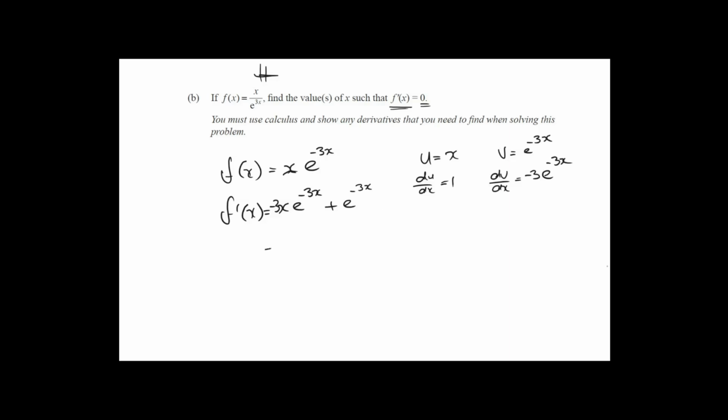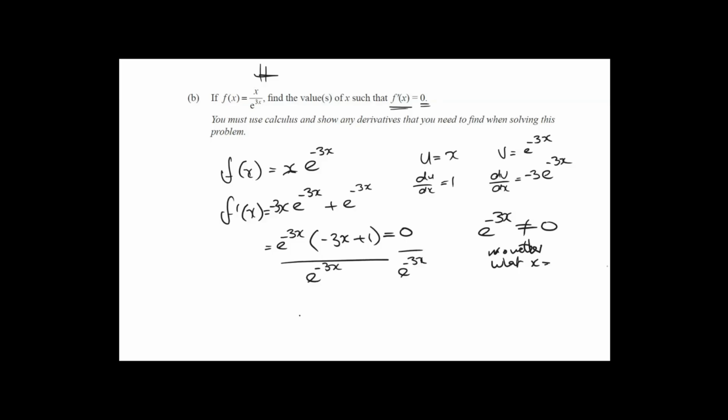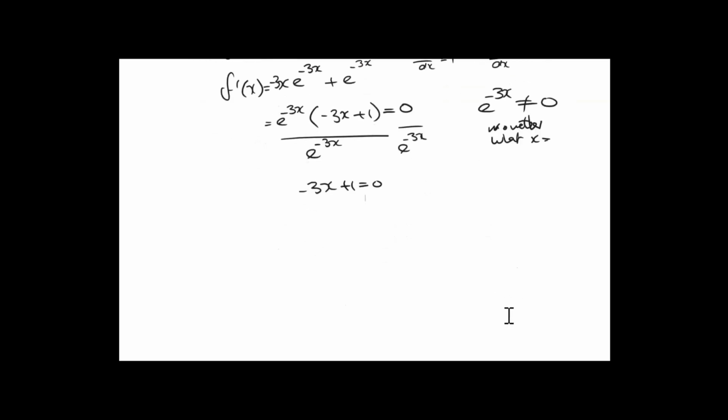And there's a common term there, so let's take that out. e to the negative 3x times negative 3x plus 1, and we want to set that equal to 0. And we see a problem here because e to the negative 3x cannot equal 0 no matter what x equals. So let's divide both sides by that. If we divide both sides by that, we get negative 3x plus 1 equals 0. And now it's going to be a lot easier to solve. So negative 3x equals negative 1. x equals 1 over 3.